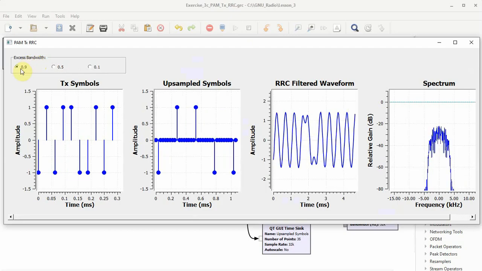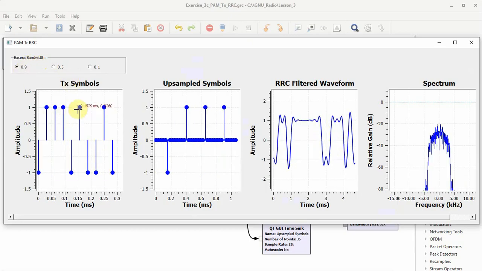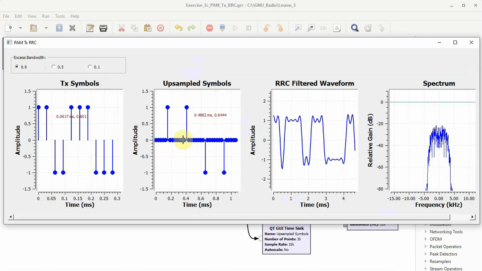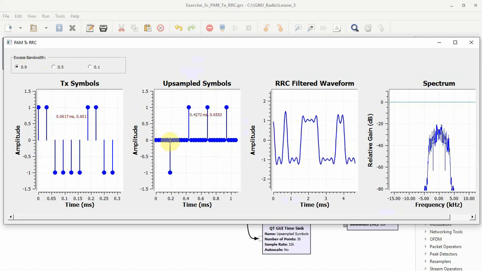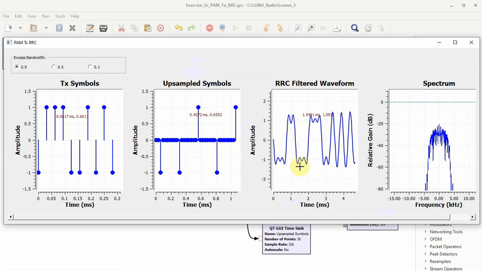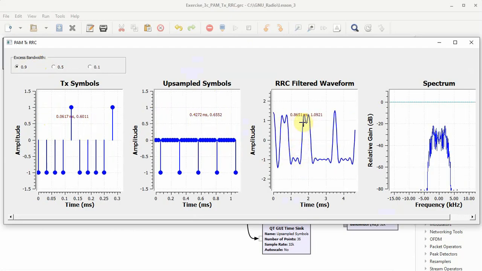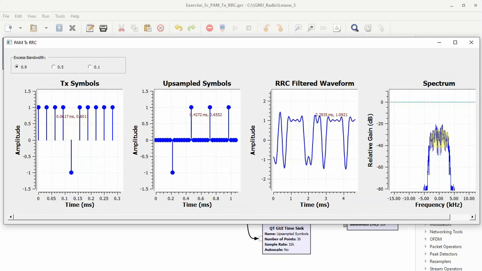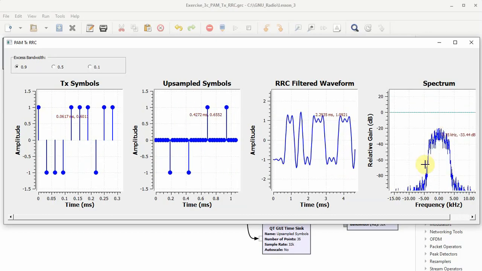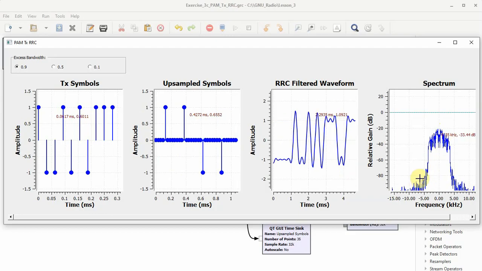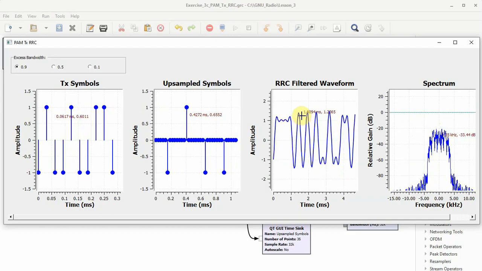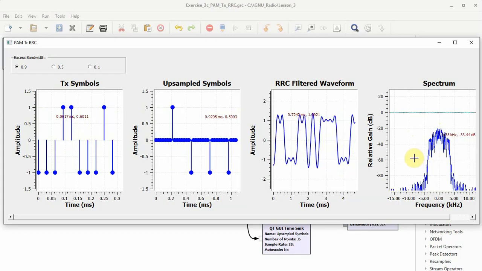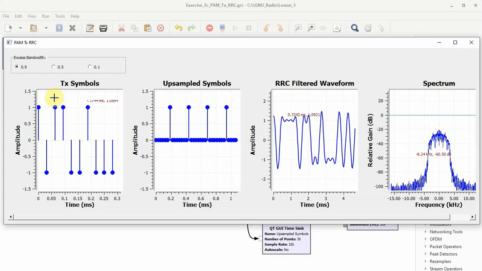We can see that for an excess bandwidth of 0.9, the transmit symbols, obviously they are already +1s, -1s. The upsampled symbols are those +1s, -1s with 7 zeros in between. The RRC filtered waveform is much smoother as compared to the rectangular pulse shape. And due to this smoothness, you can see that in the spectrum, the side lobes are way below the actual spectrum. This is what we have achieved by smoothing out the transition between these two symbols. We have chosen a better response for the side lobes.